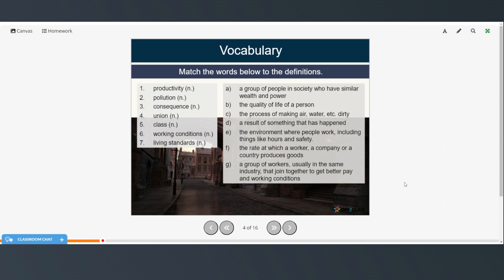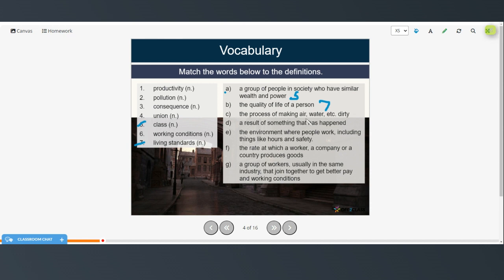All right, so now we're going to look at some vocabulary. So match the words to the definitions. You can pause the video, read on your own, and then restart when you're ready to check your answers. So a group of people in society who have similar wealth and power, that would be number 5, class. The quality of life for a person, that would be number 7, living standards.